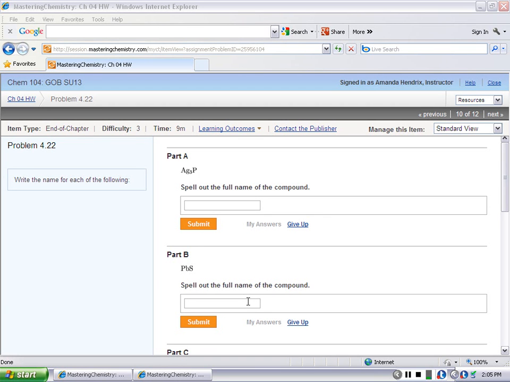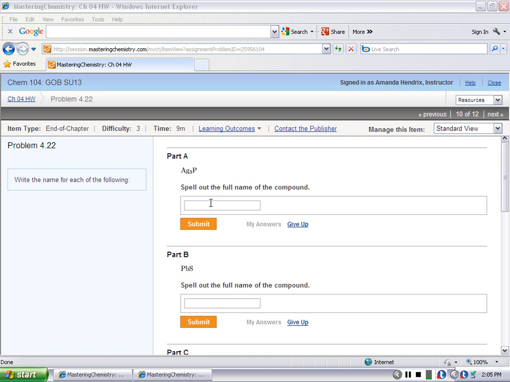Part A actually stumps students, and the reason for that is because if you look at page 135, you will see that silver is an exception to our typical transition metals, and it only forms a +1 charge. Okay, and so we do not have to include a Roman numeral for this naming.